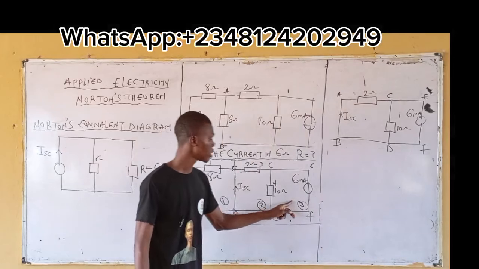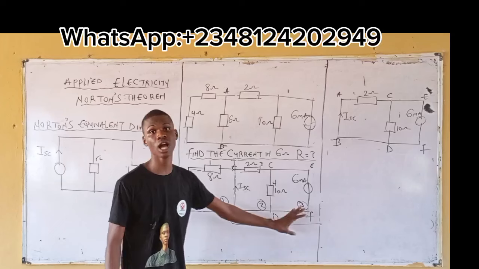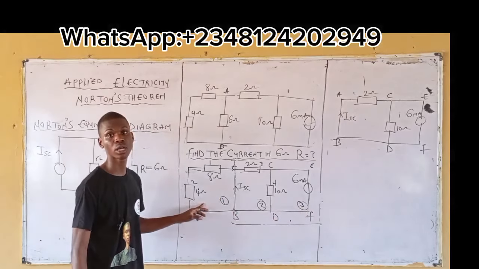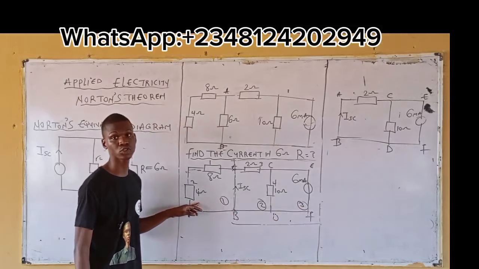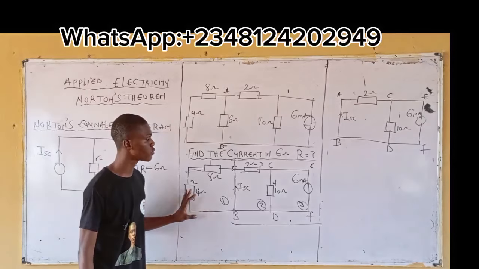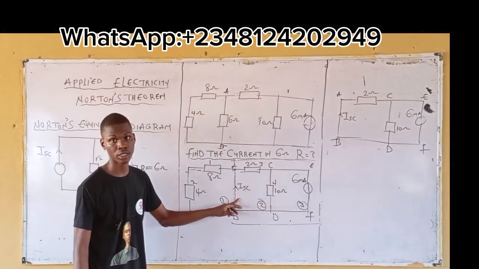Meaning that I want to get this I short circuit. I would have used this circuit diagram if I have a source here, whether a voltage source or a current source, to get my I short circuit there. I get what I'm saying?